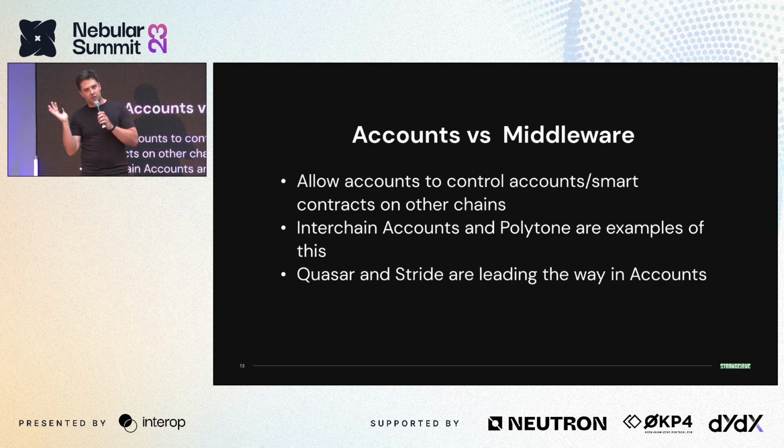Jake was just up here talking about Polytone. Interchain accounts and Polytone are examples of this. I think that both of these models are really needed, and what we're going to see is application builders are going to end up utilizing either one or the other, or potentially a combination of both of them.